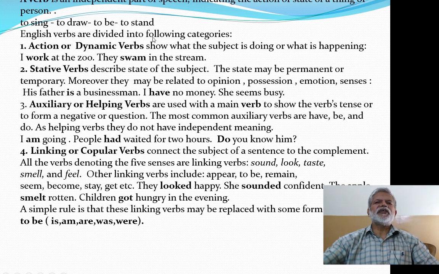English verbs are divided into the following categories. These are the classes, categories, or what you can say, groups of verb. Action or dynamic verbs. Action verbs are also sometimes called dynamic verbs because they show some type of movement or action. They show what the subject is doing. So these are the action verbs which show what a subject is doing or what is happening or what's occurring there.